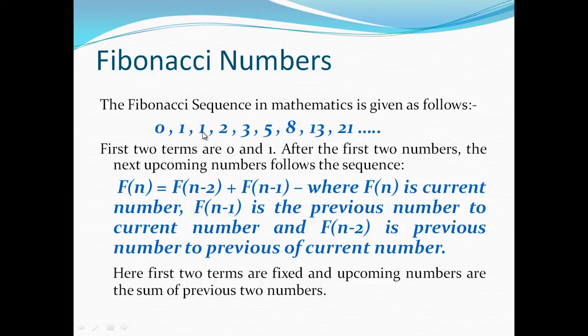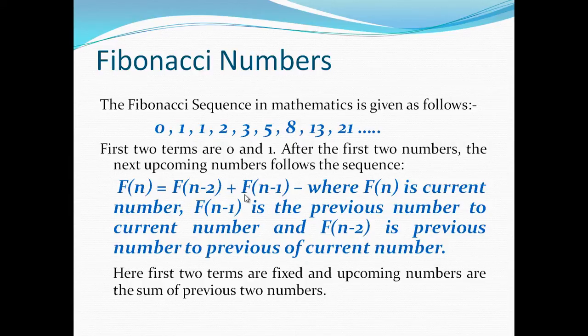If we talk about the third number, 1, it comes out by adding 1 and 0, and it gives us the value 1. If we talk about the fourth term, 2, it comes from the sum of the previous two terms, 1 plus 1, which gives us 2. If we talk about 3, it comes as 2 plus 1. If we talk about 5, then it comes by 3 plus 2. So whichever term we want to calculate, it comes by the addition of the previous two terms.